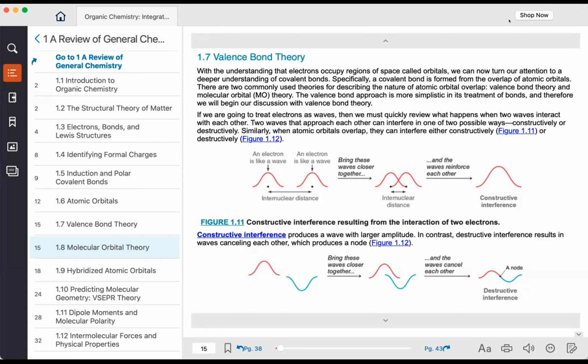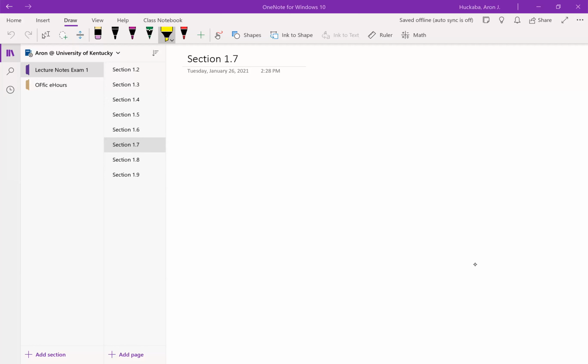The main idea of valence bond theory is that we need to think about electrons as both waves and particles in the physics sense. Because while they are particles, they're more like waves in how we consider them acting in bonds. This is what valence bond theory says. So even though they're particles, they are also waves, like this, okay?